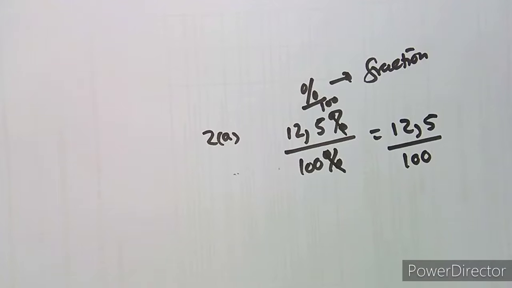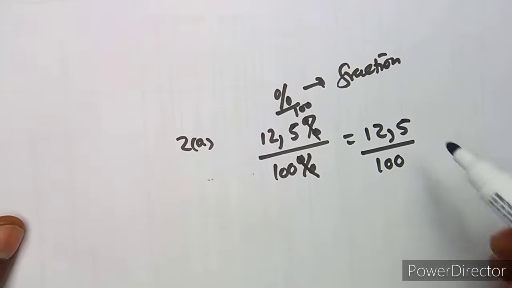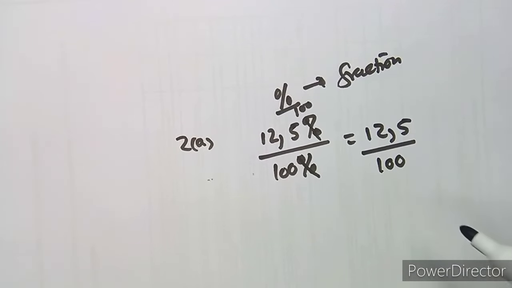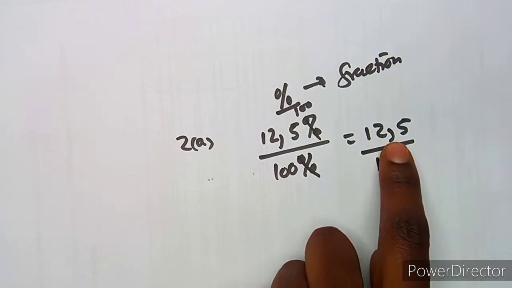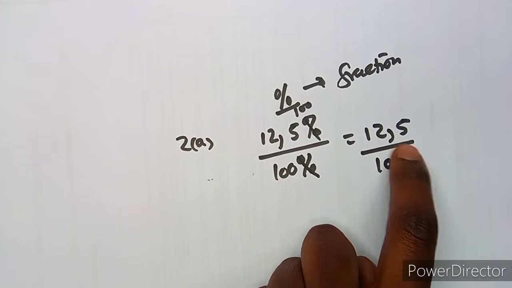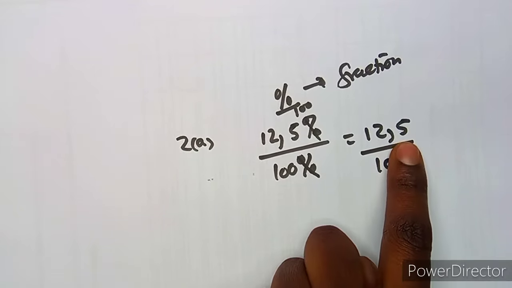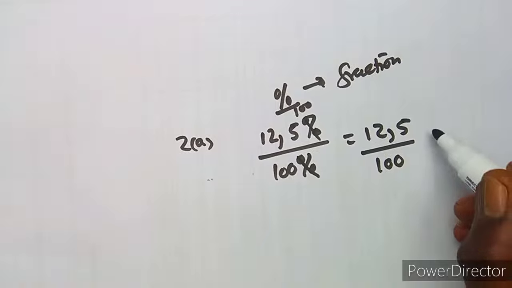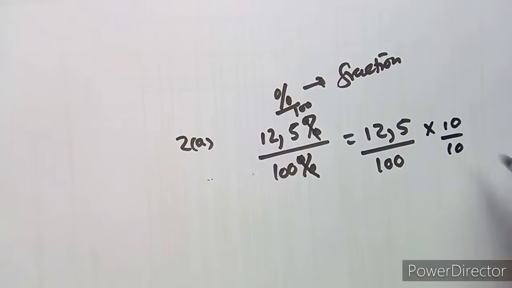How are you going to simplify this fraction? This is the concept. We are supposed to reduce this fraction, but how can we reduce it when there's a decimal here? Because of this decimal, let us try to remove it. How many digits do we have after the comma? It's just one digit. So just multiply by 10 over 10.